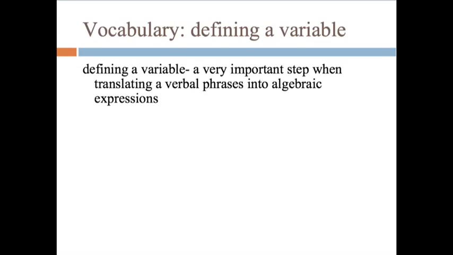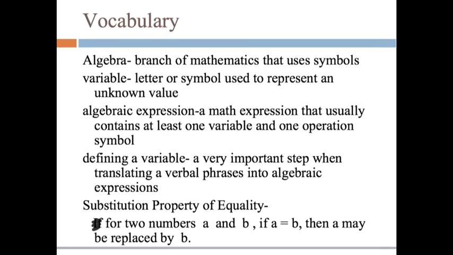Another concept that I meant to introduce earlier, but I think this is a fine time, is the idea of defining a variable. When you define a variable, it's probably the most key important step in translating a verbal phrase into algebraic expressions. So that's something that you want to do right off the bat. After you make sure you understand a problem, you want to make sure and define a variable. It can be crucial to you actually solving the problem. And finally, here's a quick screen recap of the vocabulary terms that we'll be using in this section. Please pause here if you still need to copy them down.